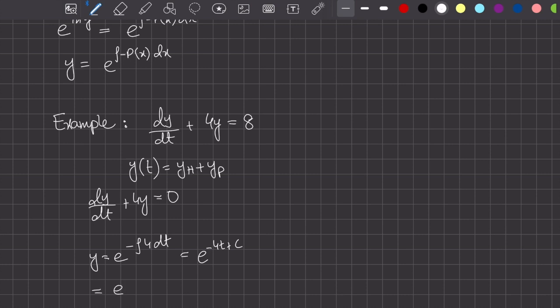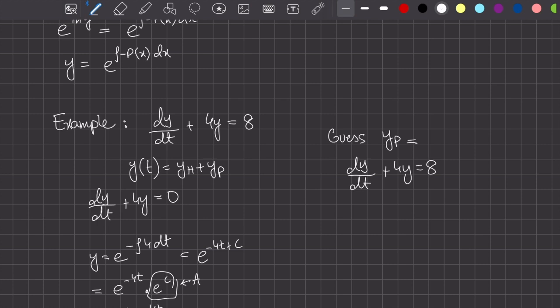Due to the exponential properties, this can be written as e power negative 4t times e power c, which is just a constant that we can call a. We just found the homogeneous solution to the equation. Now we need to find the particular solution related to this case, which is when the equation equals 8. In this case, it can be found using observation.